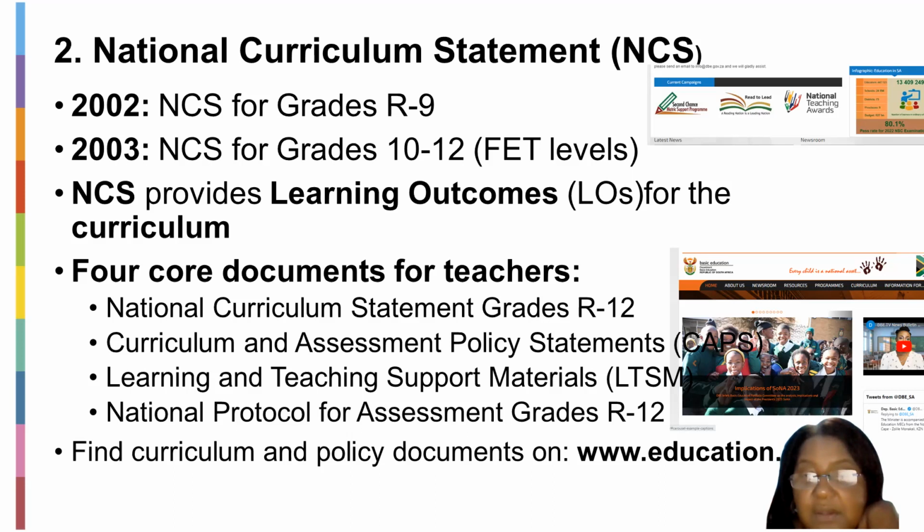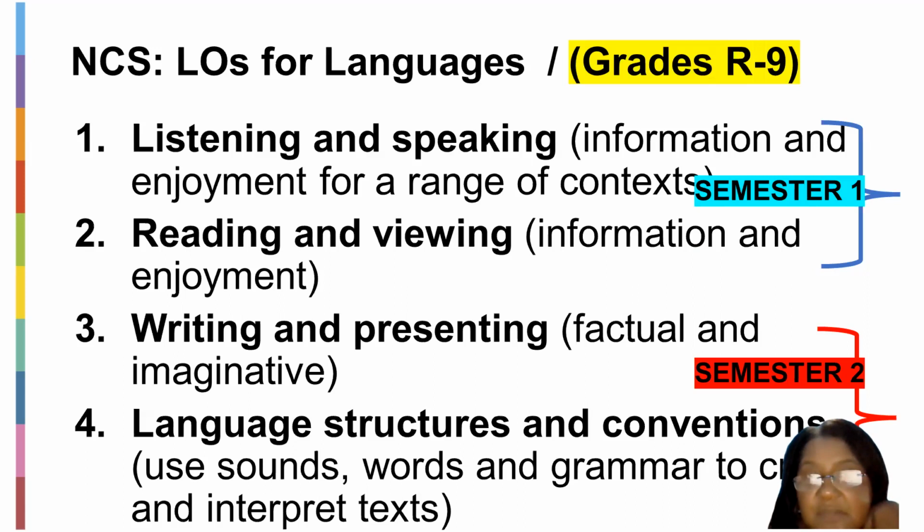Then there are also national curriculum statements, learning outcomes for languages from grade R to grade 9. For listening and speaking, the outcomes from grade R to grade 9 would be information and enjoyment of a range of contexts. Remember I told you last week that will be for semester 1. Reading and viewing will be for semester 1. And then semester 2, we're going to focus on writing and presenting.